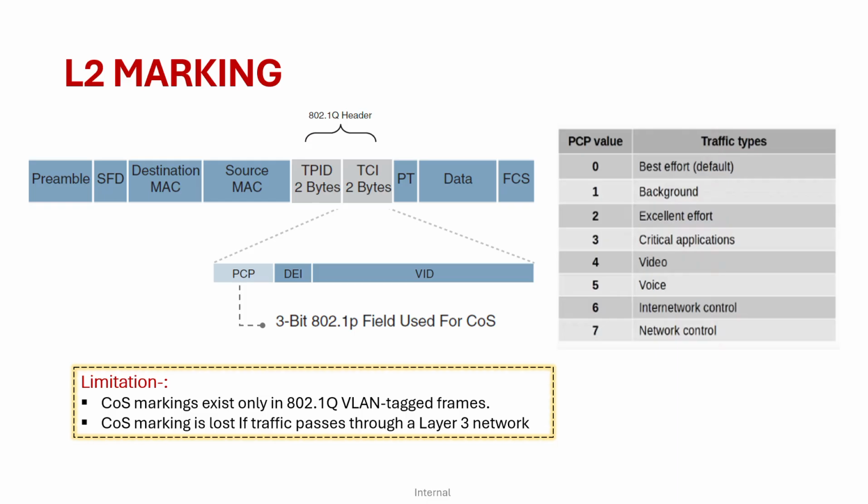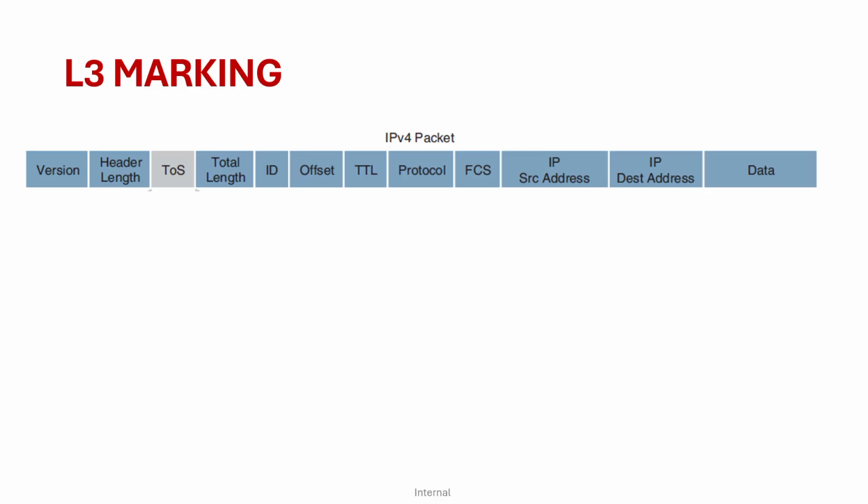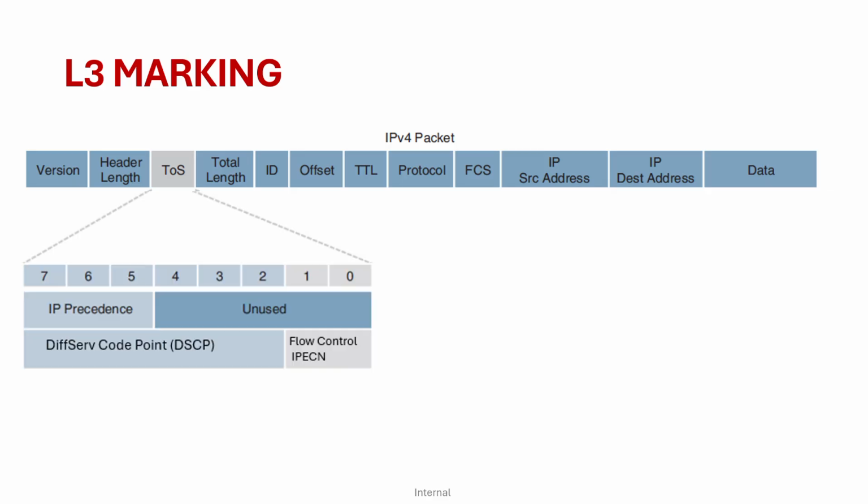Because of this limitation, QoS marking is often applied at layer 3, where the marking can be preserved end-to-end across the network. Let's look at what layer 3 marking is. Layer 3 marking is implemented using fields in the IP header. Layer 2 is in the frame and layer 3 is in the IP header, specifically within the Type of Service, or ToS, byte. Originally, only the first 3 bits of the ToS field, known as IP precedence, were used for QoS marking, allowing 8 priority levels from 0 to 7. Later, DiffServ redefined this field as the DS field, where the first 6 bits are used as a DSCP value, allowing 64 possible QoS markings.